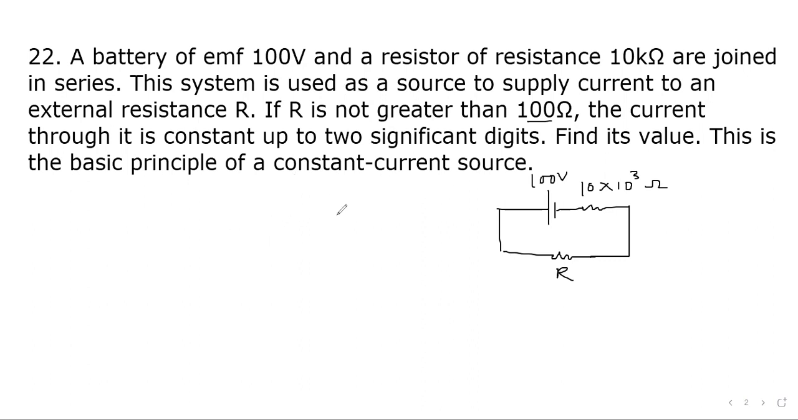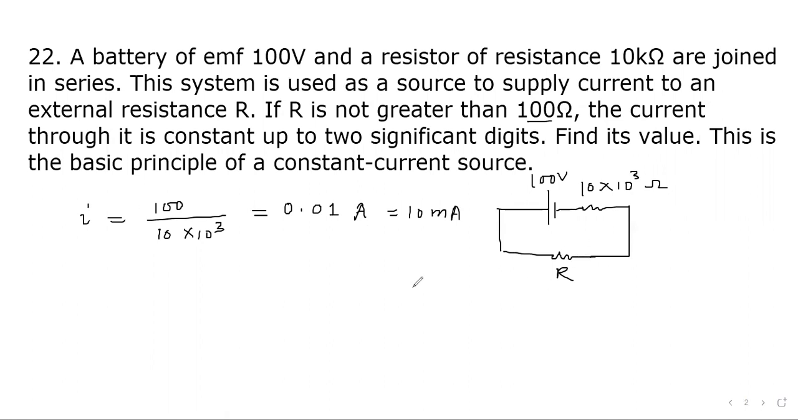So let's evaluate it. Here we find I. This is 100 volt divided by the resistance, 10 into 10 to the power 3 ohm. So this will give 0.01 ampere or 10 milliampere. Here we have assumed that there is no external resistance.